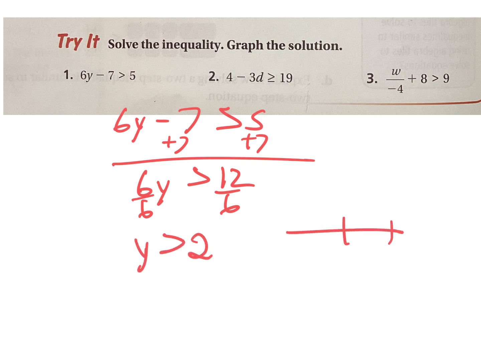If I want to graph it, I go like this, and it looks like y cannot be 2, and it has to be greater than. So it's everything this way. So let's put 3 in there just to try it. 3 times 6 is 18. 18 minus 7 is 11. Is 11 greater than 5? Yep, so that works.